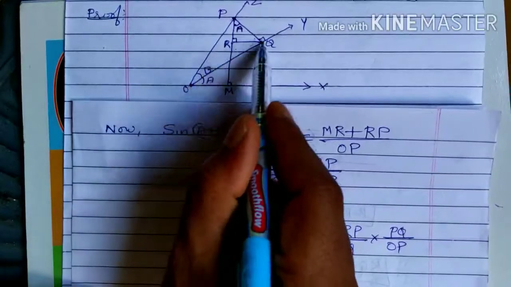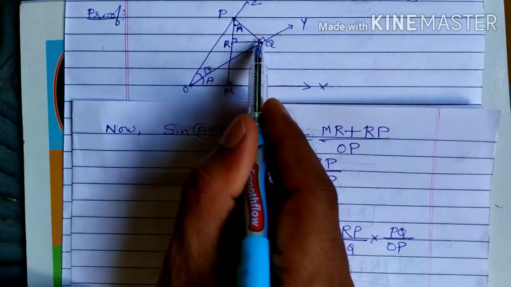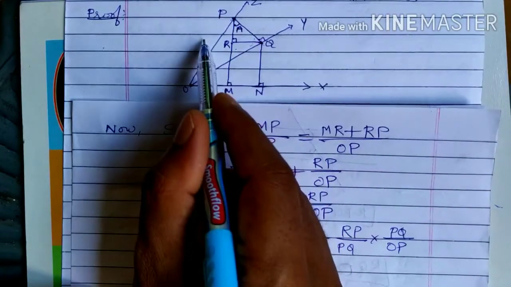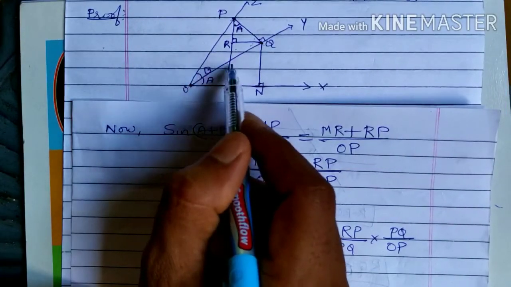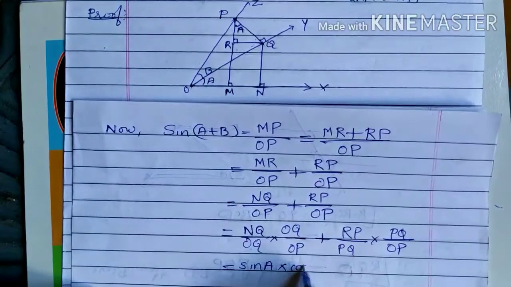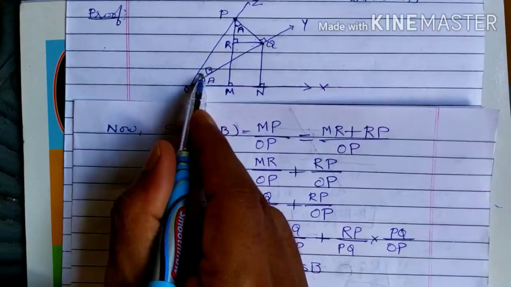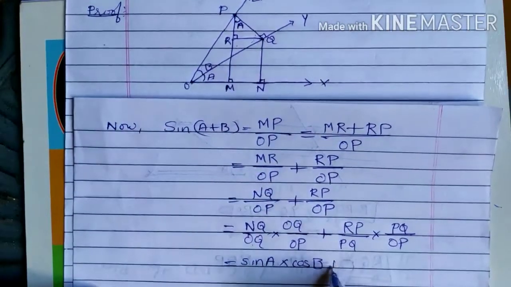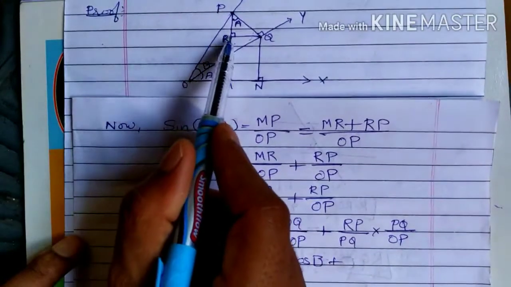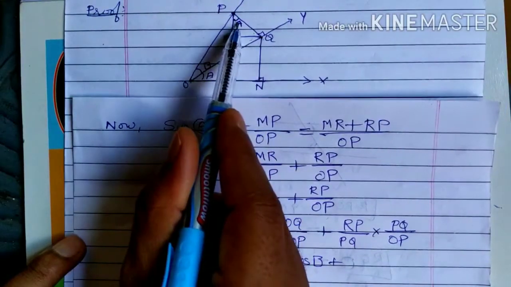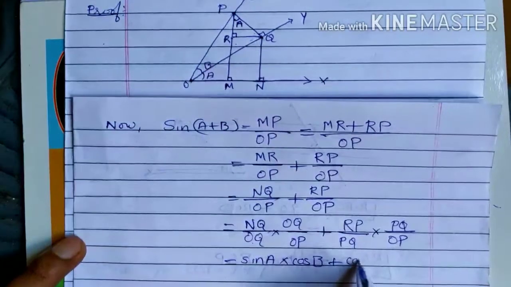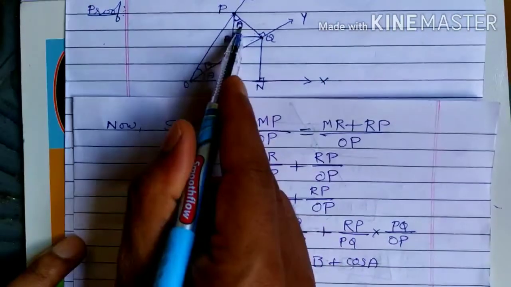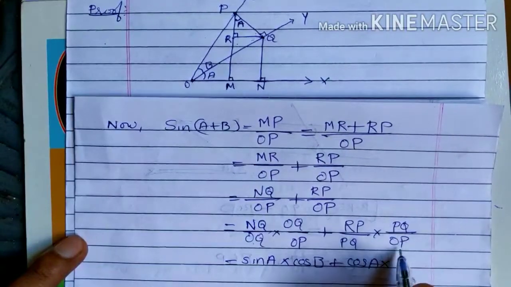So using triangle OQP, a right-angled triangle, adjacent by hypotenuse with respect to this angle is cos theta, cos B. In place of theta I have B, plus RP by PQ. RP by PQ, with respect to this angle, is adjacent by hypotenuse, which is cos of theta, A, into PQ by OP.